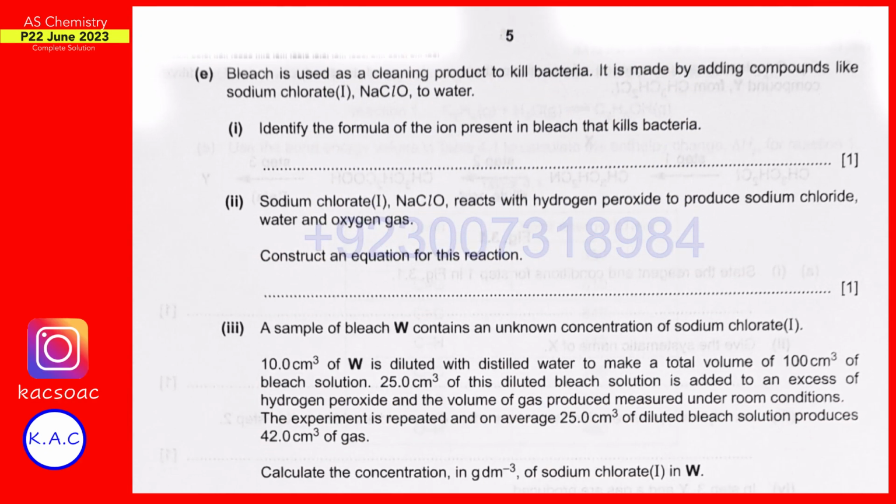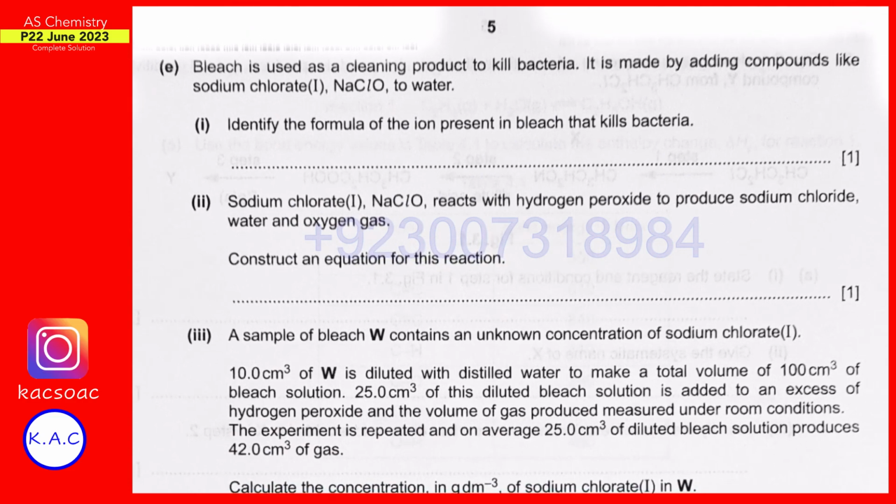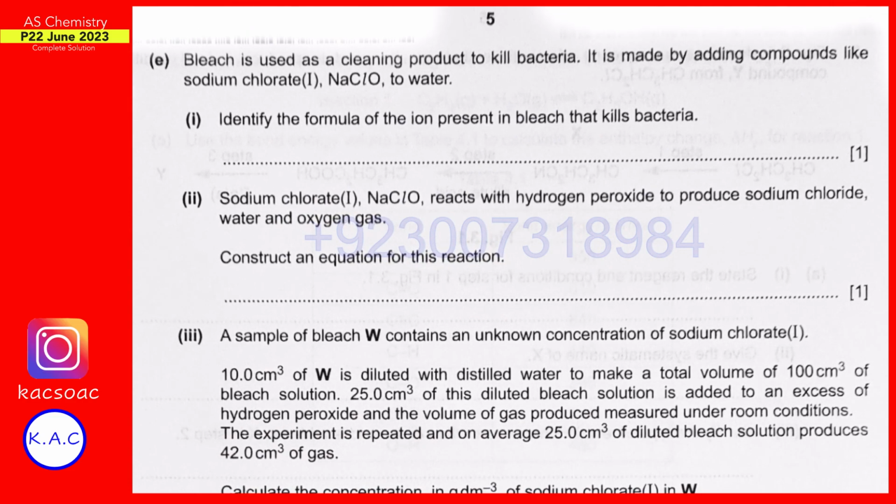Bleach is used as a cleaning product to kill bacteria. It is made by adding compounds like sodium chlorate to the water. Identify the formula of the ion present in the bleach that kills bacteria. That is the ClO- ion. The ClO- ion is basically responsible for killing the bacteria.